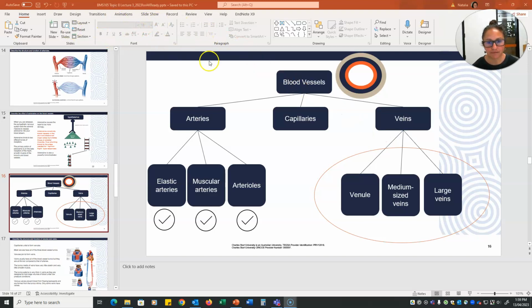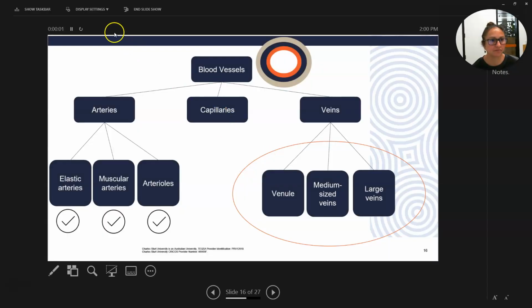So we left off, we finished talking about the structure and function of arteries, and now we are going to be looking at the structure and function of veins and capillaries for this part.